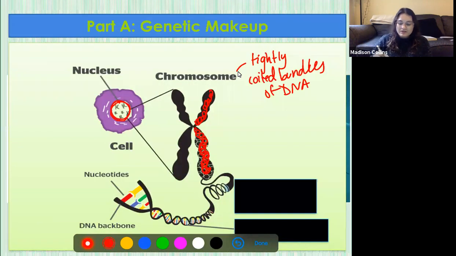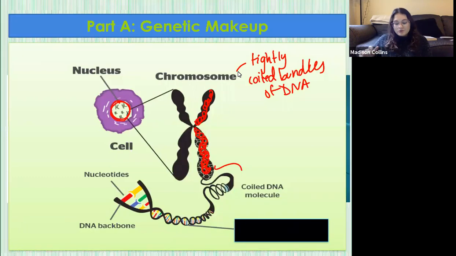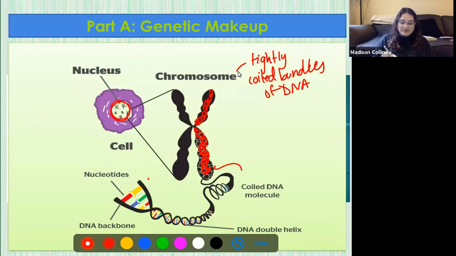But if we uncoil it a little bit, we'll eventually find this helical shape, this double helix shape that hopefully we are all familiar with as DNA. But we're also going to be hearing another word this unit, especially today, and that is something called a gene. So we need to know that a gene is just a segment of DNA.